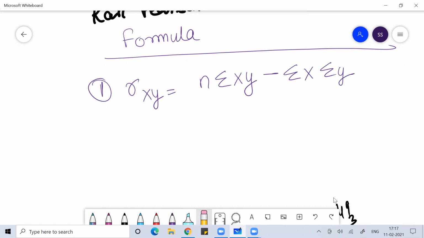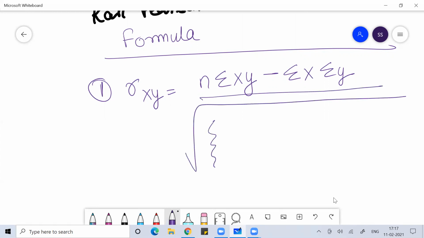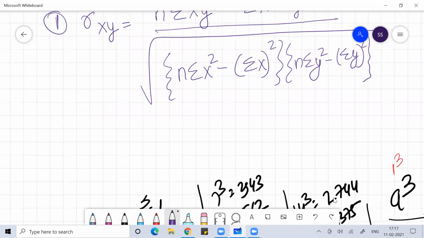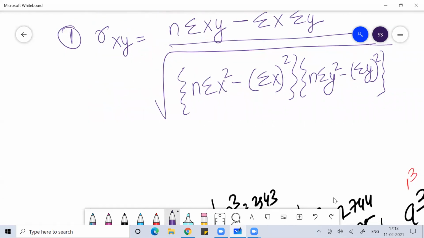Divided by square root of n summation of x square minus summation of x whole square, then n summation of y square minus summation of y whole square. So this is the formula. This is formula number one.